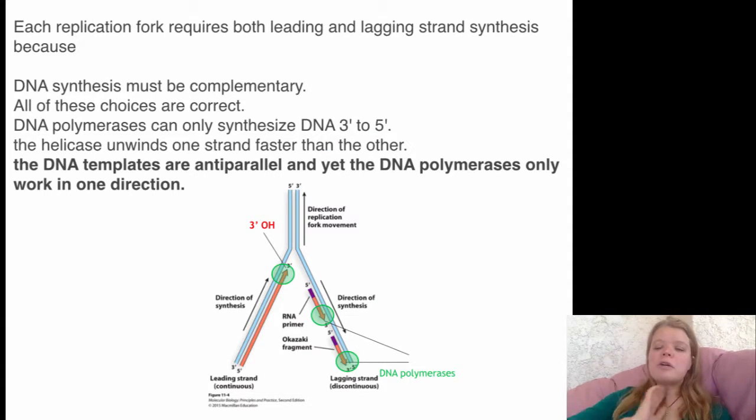Okay, next question is from quiz number 3, which is the DNA replication quiz, and the question is, each replication fork requires both leading and lagging strand synthesis because, and the answer is because the DNA templates are anti-parallel, but the DNA polymerase can only synthesize in one direction. And a lot of you guys got it wrong, so I put this up again. And I think that I have provided a very thorough explanation in the lecture about the leading and lagging strand, and there's massive amounts of YouTube videos on the subject.